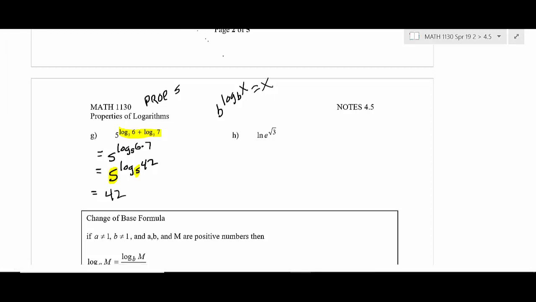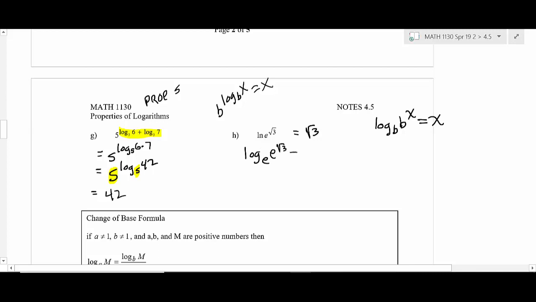All right. The answer on this one will turn out to be square root of 3, because the property that we looked at was if you had log base b of b to the x, the answer is just x. Again, if you don't remember this property, this is what you would do anyway. You would just say ln is log base e, set it equal to x, and then write this as e to the x equals e to the square root of 3.